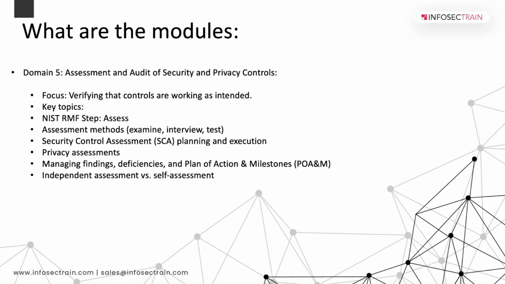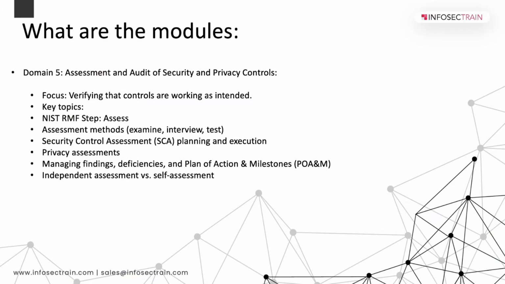So we are going to determine the security control assessment mechanisms: how frequently we are going to conduct the assessment, and how frequently we are going to conduct the privacy assessment. Finally, manage the findings. Whatever findings we identified during the control assessment, manage them, check for the deficiencies, and based on that develop the plan of action and mitigation. And finally, whatever assessment you are doing, compare the self assessment versus the independent assessment.